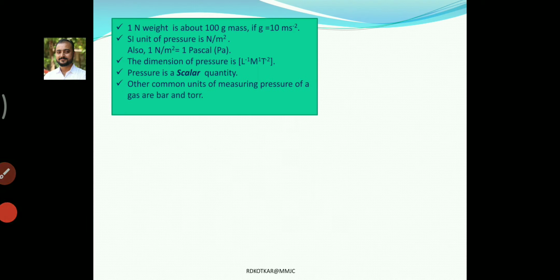Other common units for measuring the pressure of a gas are bar and torr. This means for measuring pressure, units like bar and torr are also used.